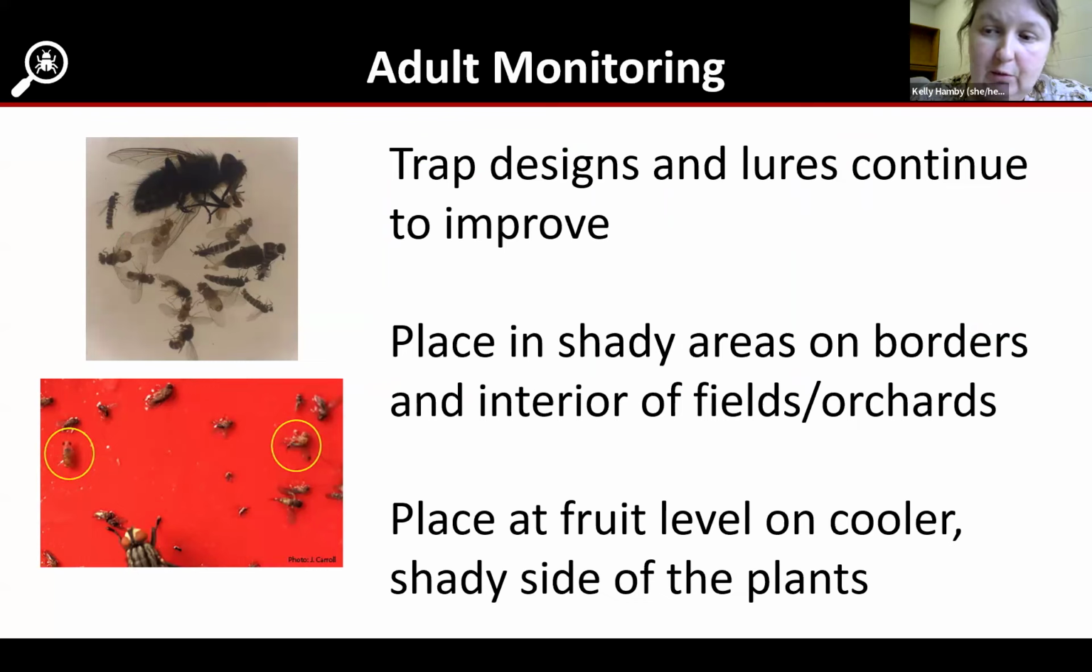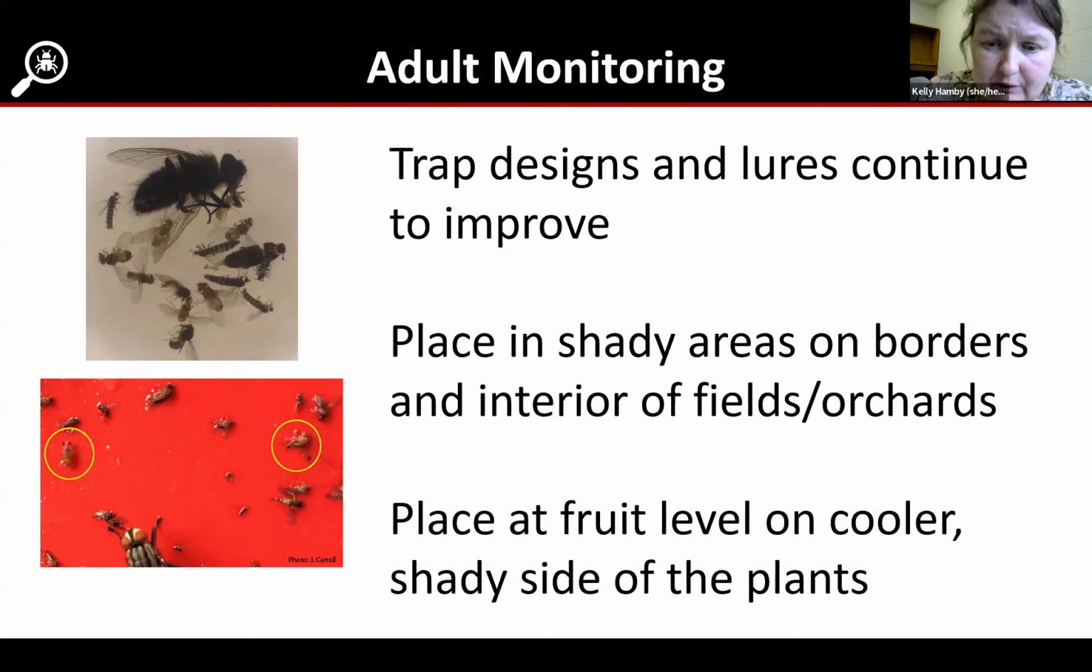If you're using adult trapping, you want to place them in shady areas, especially on the borders as well as on the interiors of the field. They often, again, as I mentioned, are coming in from the woods, so you want those border ones to see when they start getting active on the edges, but you're also interested in what infestation and how far they've penetrated into your field. So you want both the borders and the interiors. And as much as possible, you want to place these at fruit level on cooler and shadier sides of the plant where the flies are going to be more active.